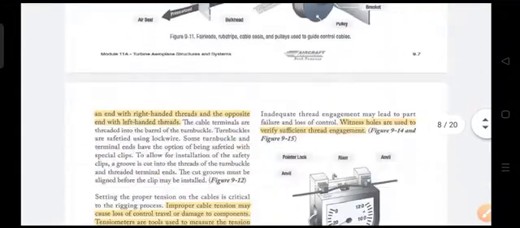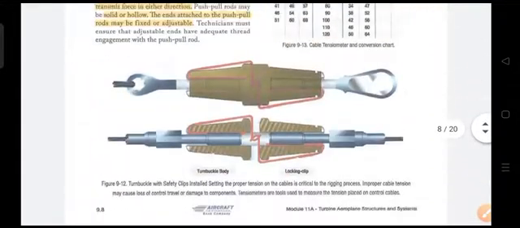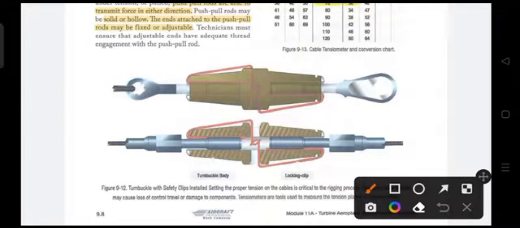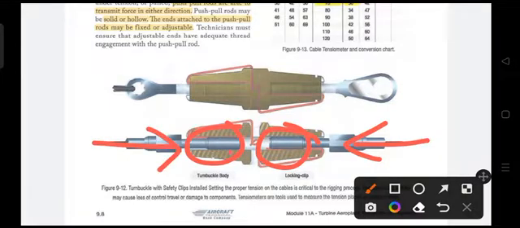Turnbuckles we already talked about in the last video. The turnbuckles are the ones which are used to adjust the cable tension from both the sides. We will adjust these two parts, this part and this part. When you screw, the tension will be created more. When you loosen them, then what will happen? The pull will be less, the tension will be less.